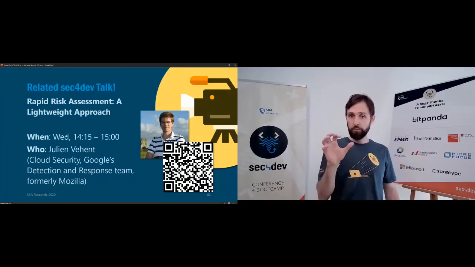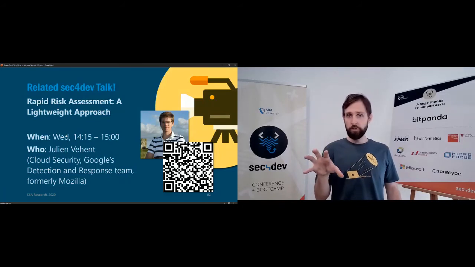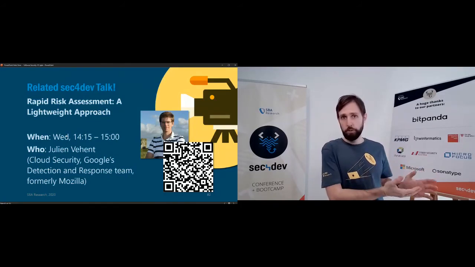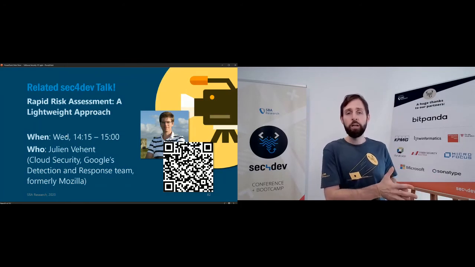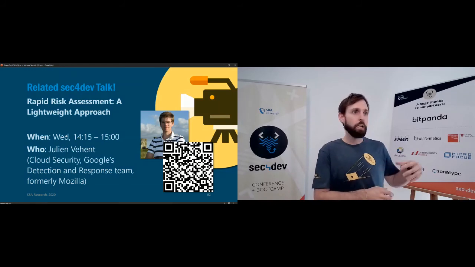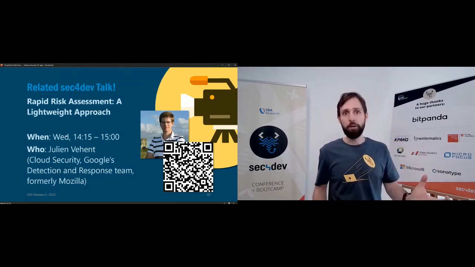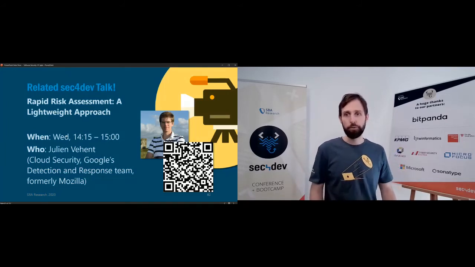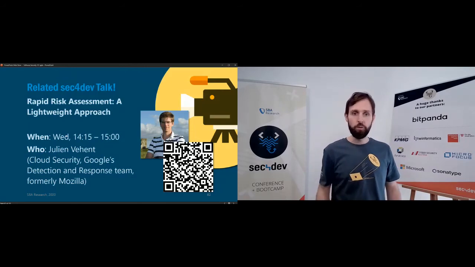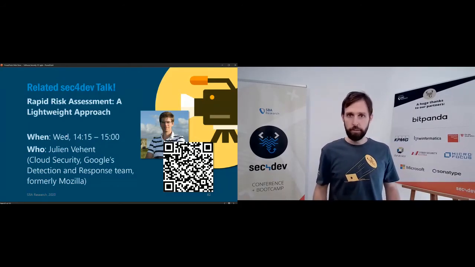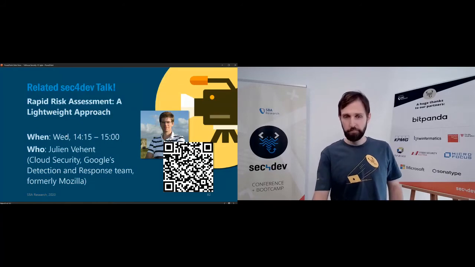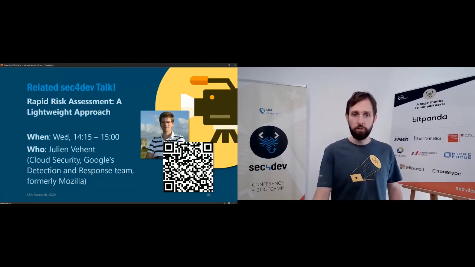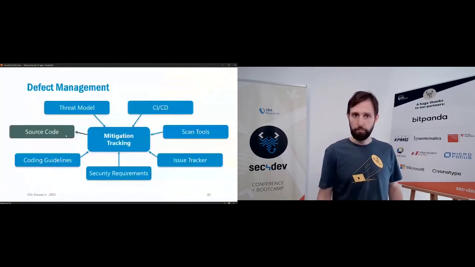Now, Julien Veillon, he was the operations security guy at Mozilla before. Now he's working for Google in their cloud platform, and he developed an approach that's called rapid risk assessment. That's basically threat modeling in half an hour, and it's a really short process, and you can at least get the major threats out of your design. The talk is tomorrow, 2:15. It's in the afternoon because he's, I think, East Coast US and would have had to get up really early if it was earlier. So 2:15 tomorrow, Julien Veillon talking about a lightweight approach to threat modeling.